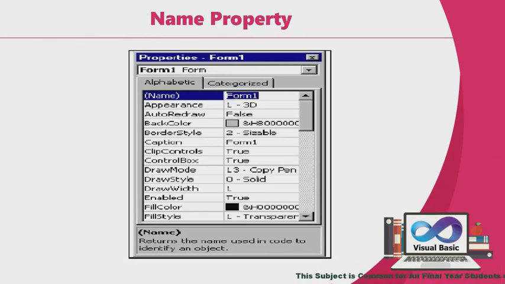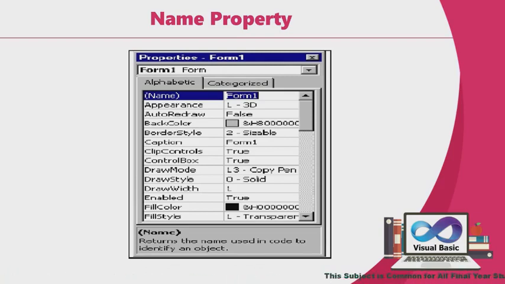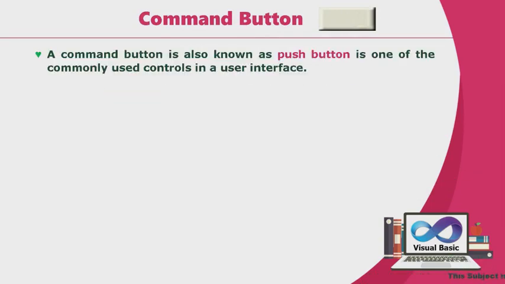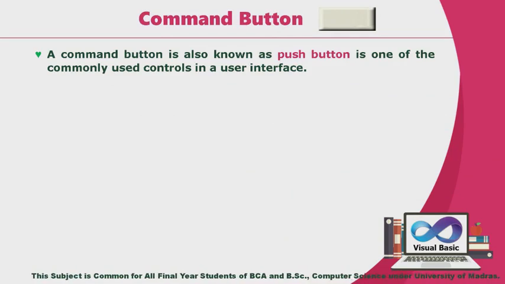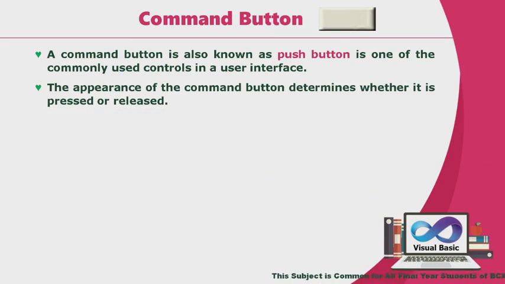Next, name property. We know that every control has its properties. One of the common properties of controls is the name property. The name property is used for the control name, but it is not displayed at runtime. It will be used in the code window. Next, command button. A command button is also known as a push button. It is one of the commonly used controls in the user interface.